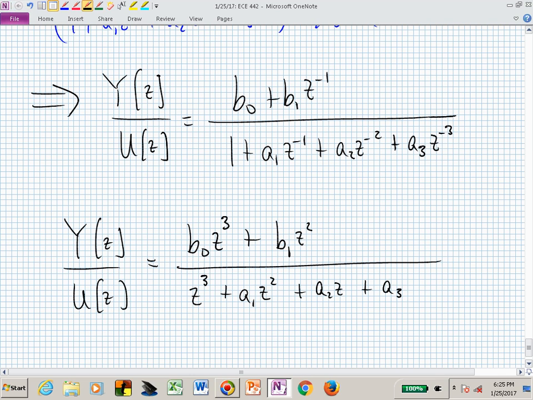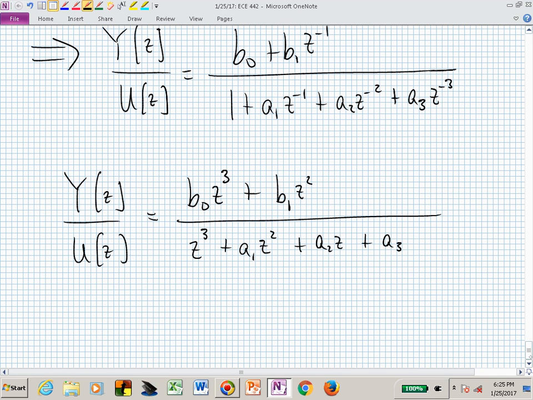Okay. Let's move on. How many zeros do you have? 3. Now it's a little different than in the continuous time. But now you have, where are your zeros? You have a z squared times something z plus something. So 2 of your zeros are at the origin in this particular case.